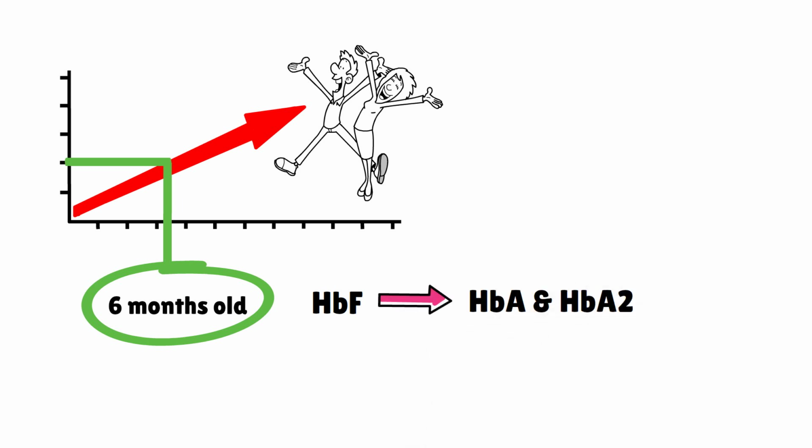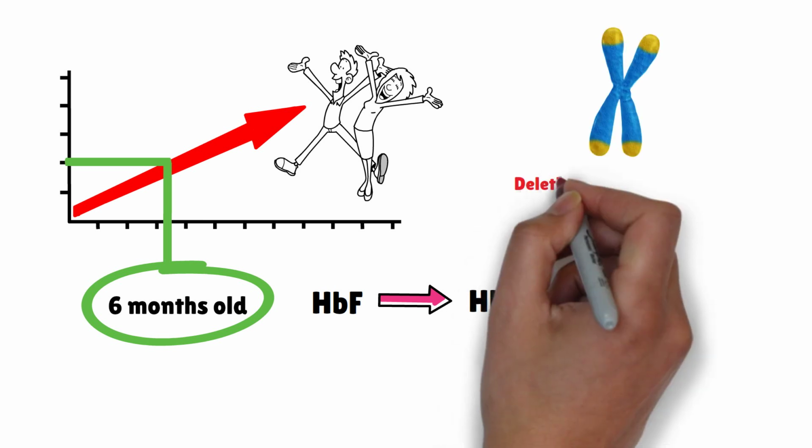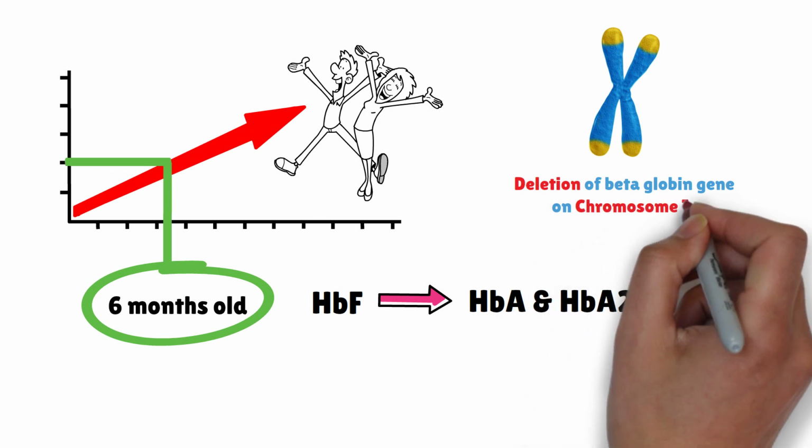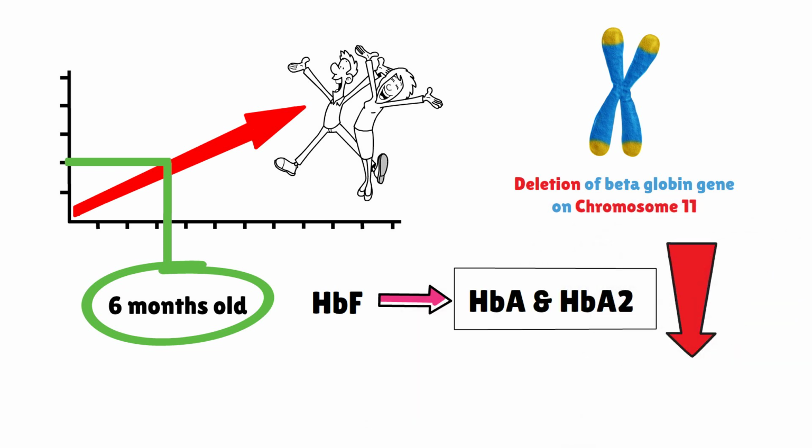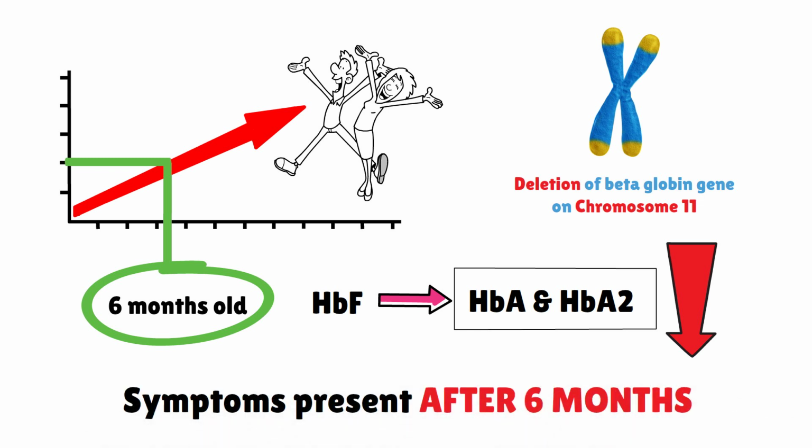In beta thalassemia, there's a deletion in the beta globin gene on chromosome 11. This leads to a reduction or absence in the production of hemoglobin A, so symptoms present after 6 months when transition occurs from hemoglobin F to hemoglobin A and hemoglobin A2.